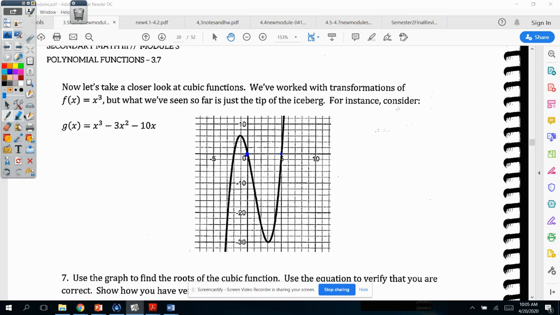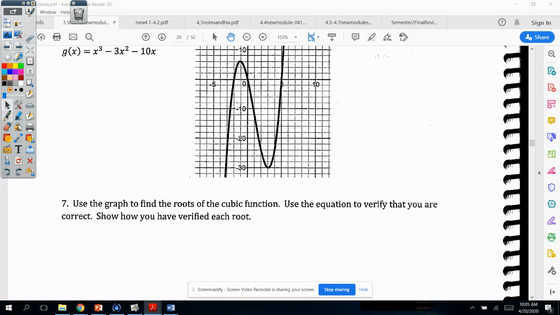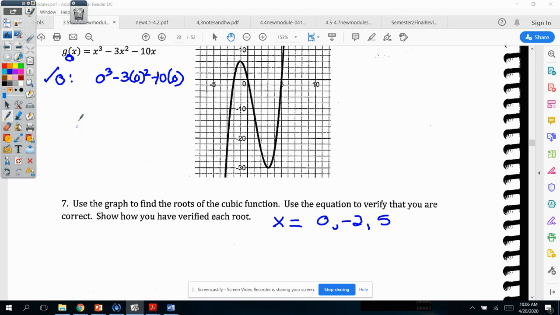I think that's what they asked me to do here on number 7. Now, just because it looks like they are at 0, -2, and 5 doesn't necessarily mean they are, because in fact they could be in-betweeners that are hard to tell. So when they say use the equation to make sure that you're correct, they actually want you to plug in 0 into the equation, and I would get 0 to the third minus 3 times 0 squared minus 10 times 0. Is that a root?